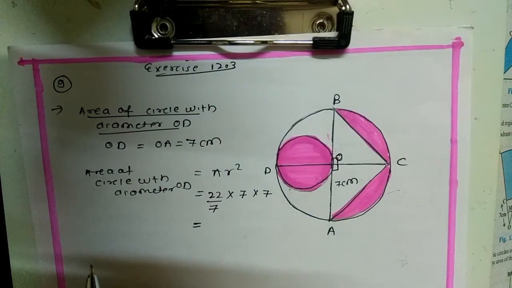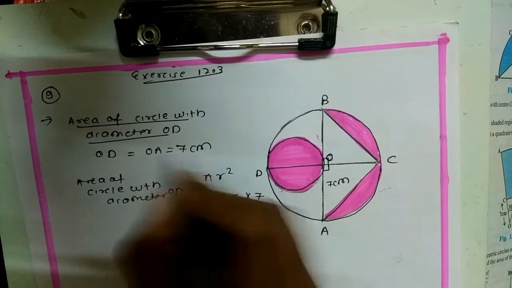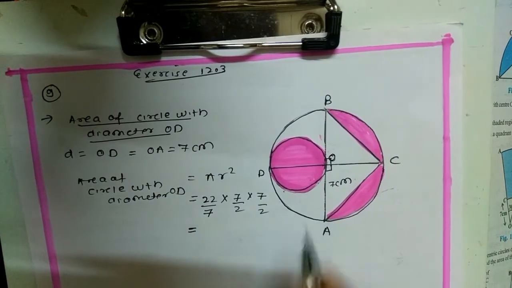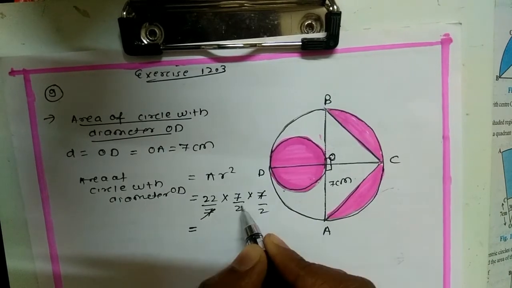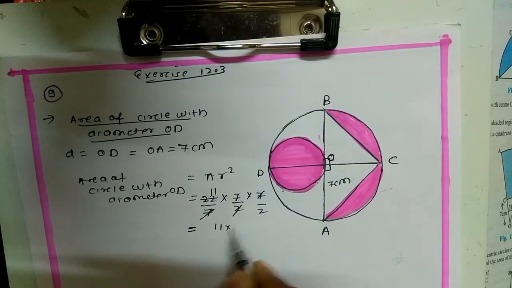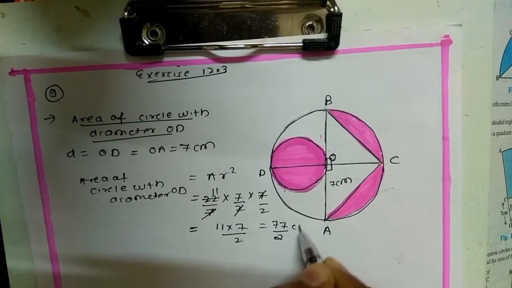So here we get the radius, and OD is the diameter. So this will be 7 by 2 and this is 7 by 2. So find out: 7 ones are 7, 2 ones are 2, 11s are... So 11 into 7 divided by 2.